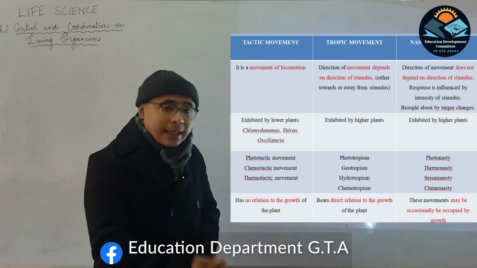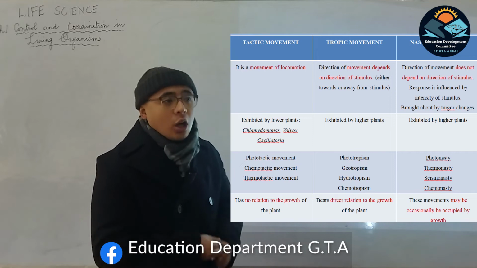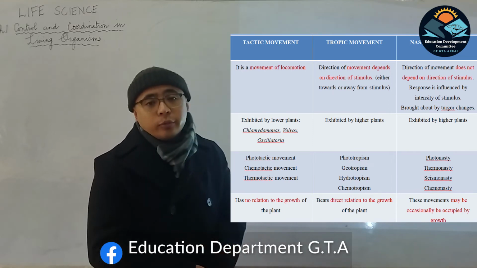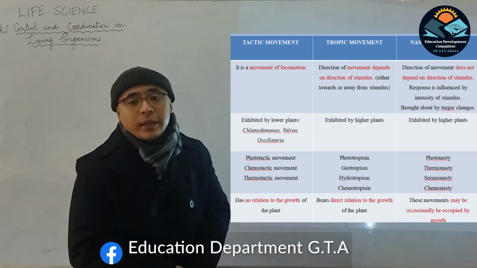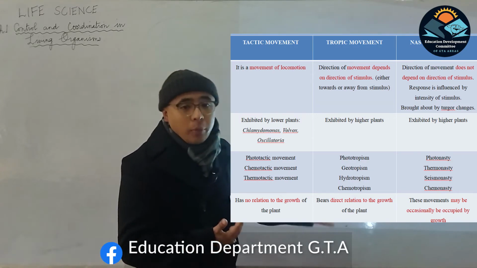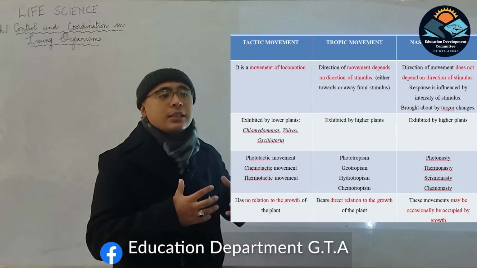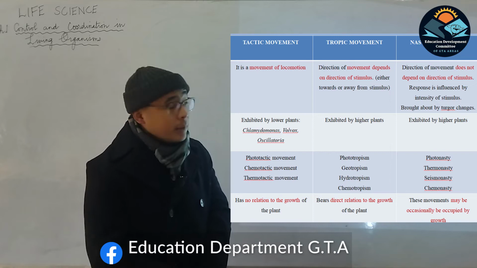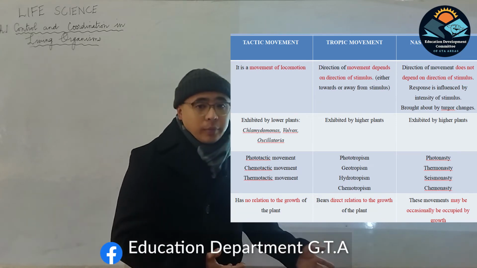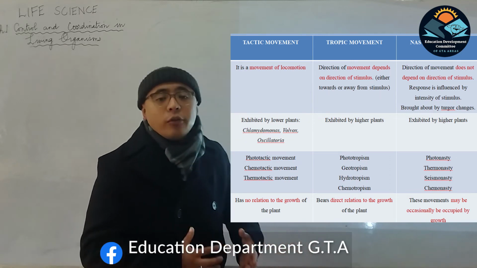Now, moving on to the second type of movement, which is tropic movement. Tropic movement is not a movement of locomotion, but it is a movement of curvature, which means that when a plant exhibits tropic movement, its body remains fixed in one place and only its different body parts will move.